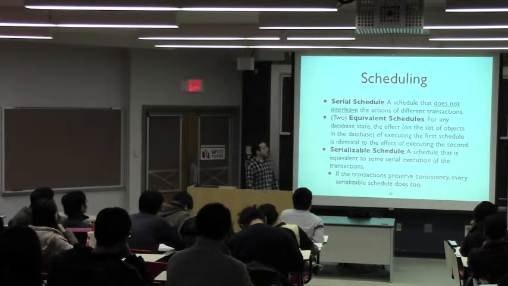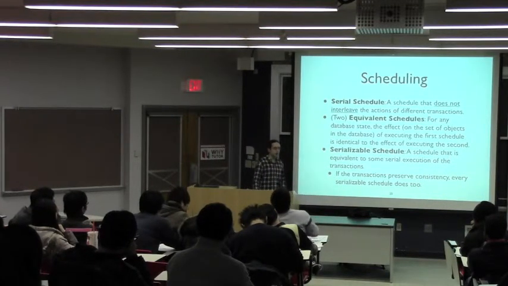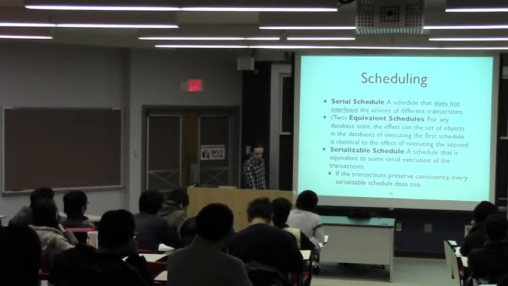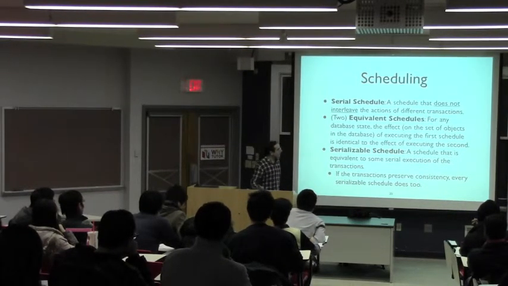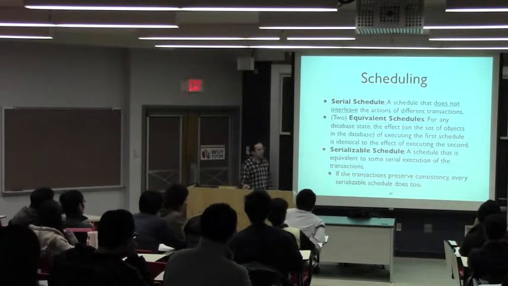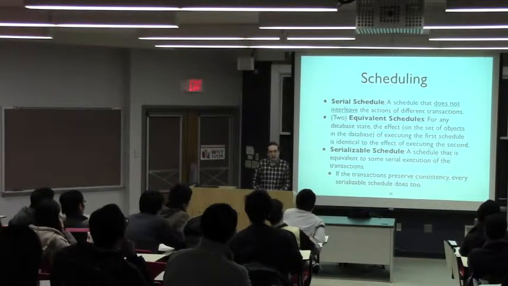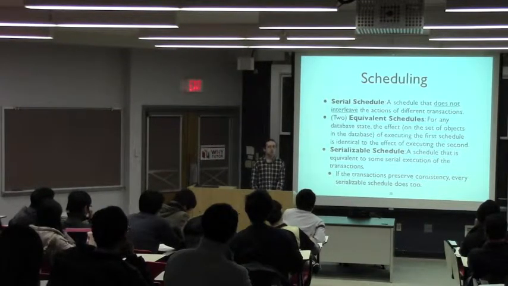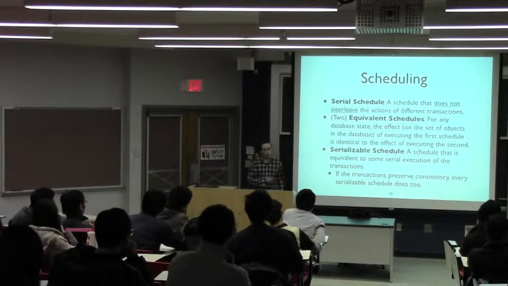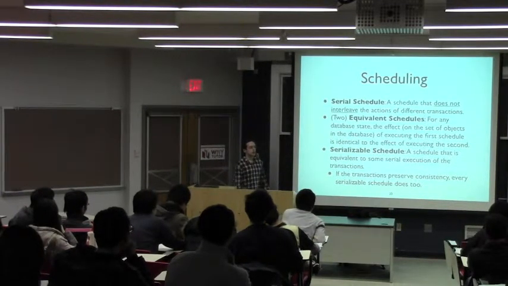A serial schedule is a schedule that doesn't do any sort of interleaving between transactions. You execute all of the operations of one transaction and all of the operations of another. We're going to define some notion of equivalency on the schedules. Essentially, regardless of what the database state is, we're going to say that two schedules are equivalent if the result of executing one schedule is identical to the result of executing the other.